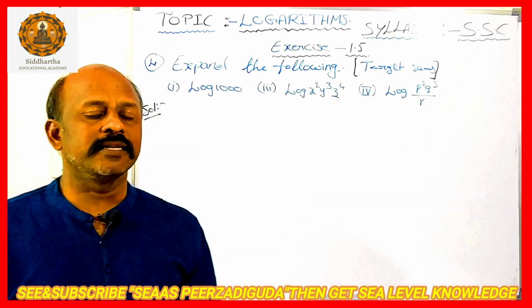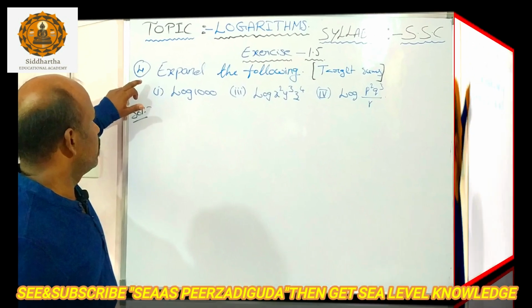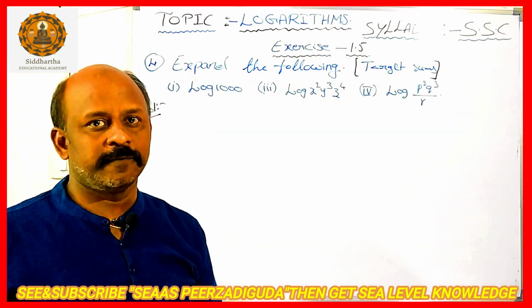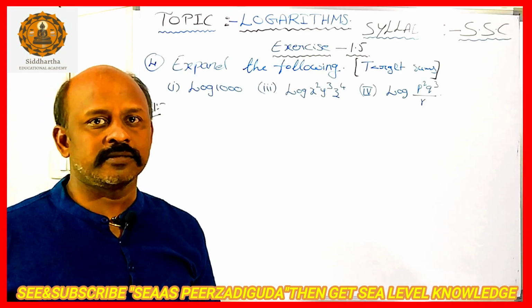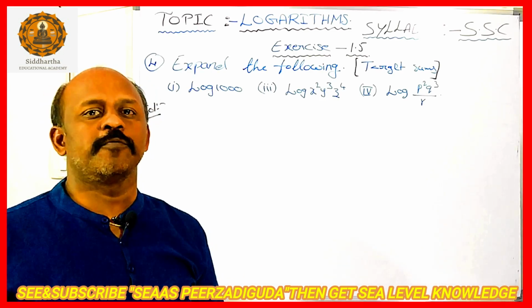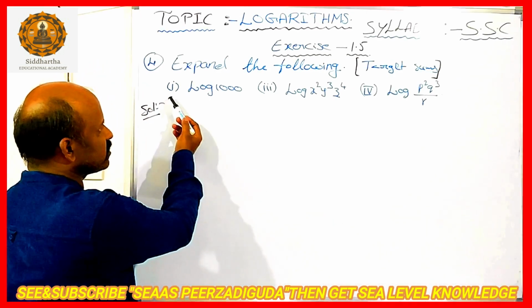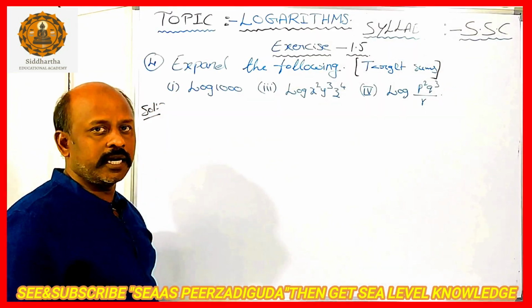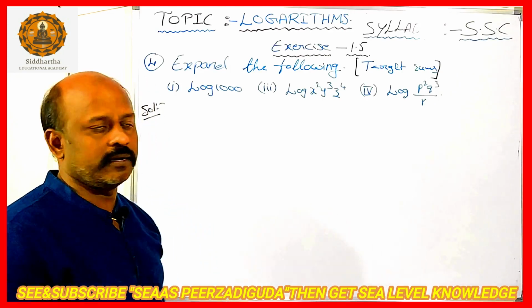As I explained in the earlier class, from question number 4, I explained the second one and the fifth one. The remaining sums, the target sums, I am going to explain now. So what are the remaining sums? First one, third one and fourth one. Now I am going to explain question number 1.